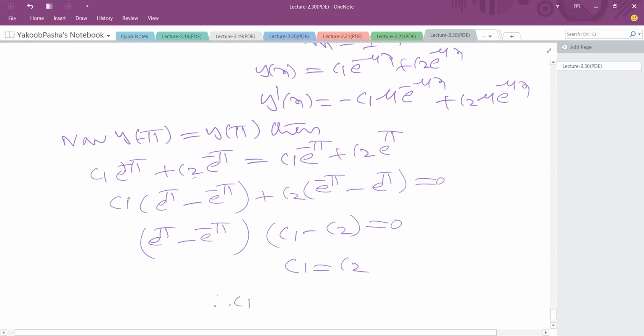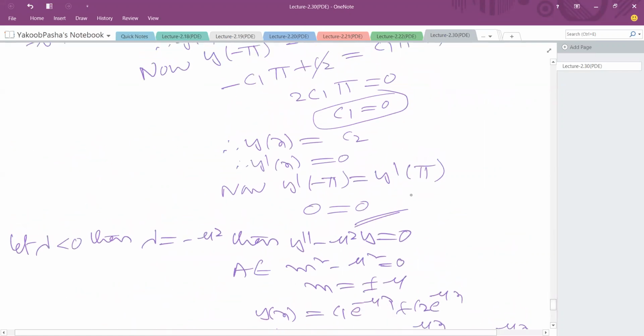C1 e power pi plus C2 e power pi will be cancelled. C2, C1 both are cancelled. So 0 is equal to 0. In this case also, no solution. Or simply I'm writing trivial solution. In the previous case, trivial solution, here also trivial solution, no solution, nothing much. And in this case also, no solution.